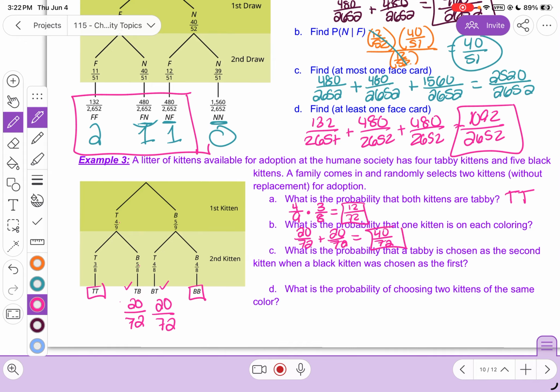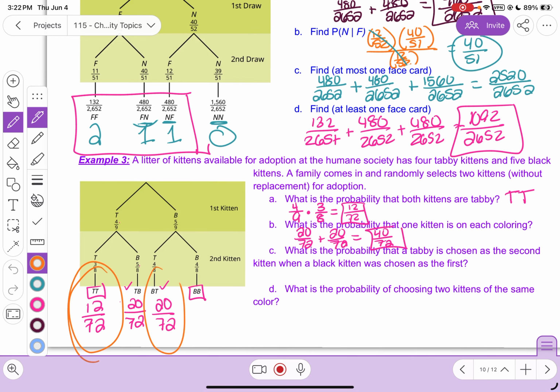And then what is the probability that a tabby is chosen as the second? So we said this was 12 out of 72. So this has a tabby second, and this has a tabby second, because they both have T's as the second letter. Let me keep reading. What is the probability that a tabby is chosen second when the black was chosen first? So black tabby would be just this one right here, BT. So 20 out of 72.